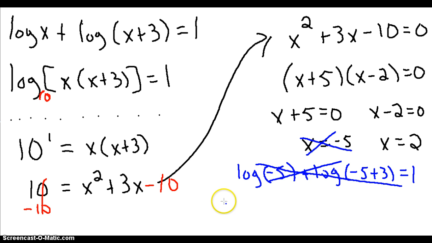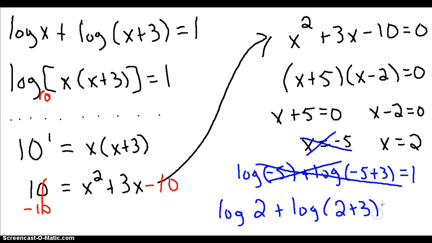So let's quickly check x equals 2. It should work out since it's already a positive number, and it's not going to make anything negative, but just to make sure: it's log of 2 plus log of 2 plus 3 equals 1. It's sufficient to see that we're going to have the log of 2 plus the log of 5 equals 1. You notice we're taking the logarithm of positive values, which means x equals 2 is our only solution to this equation.